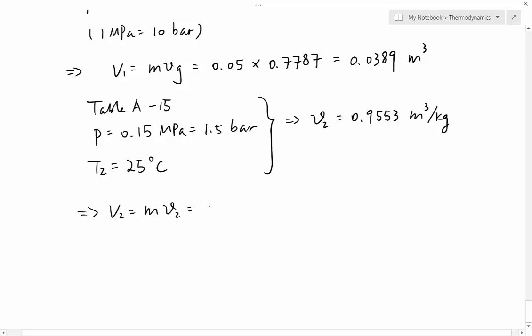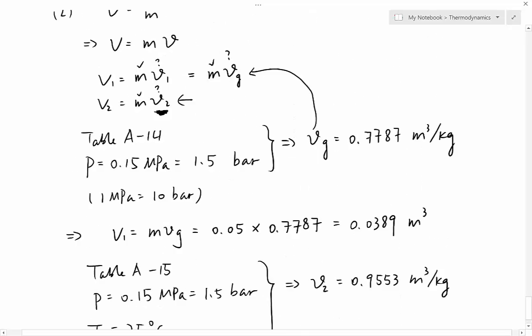Mass of ammonia is still a constant, 0.05 kilogram, multiplied by nu2, 0.9553. Everything is in SI unit. The solution is 0.0478 cubic meter for volume. So this is part 2, how to look for initial volume V1 and final volume V2 by using the tables to look for properties. Okay, so that's part 2.